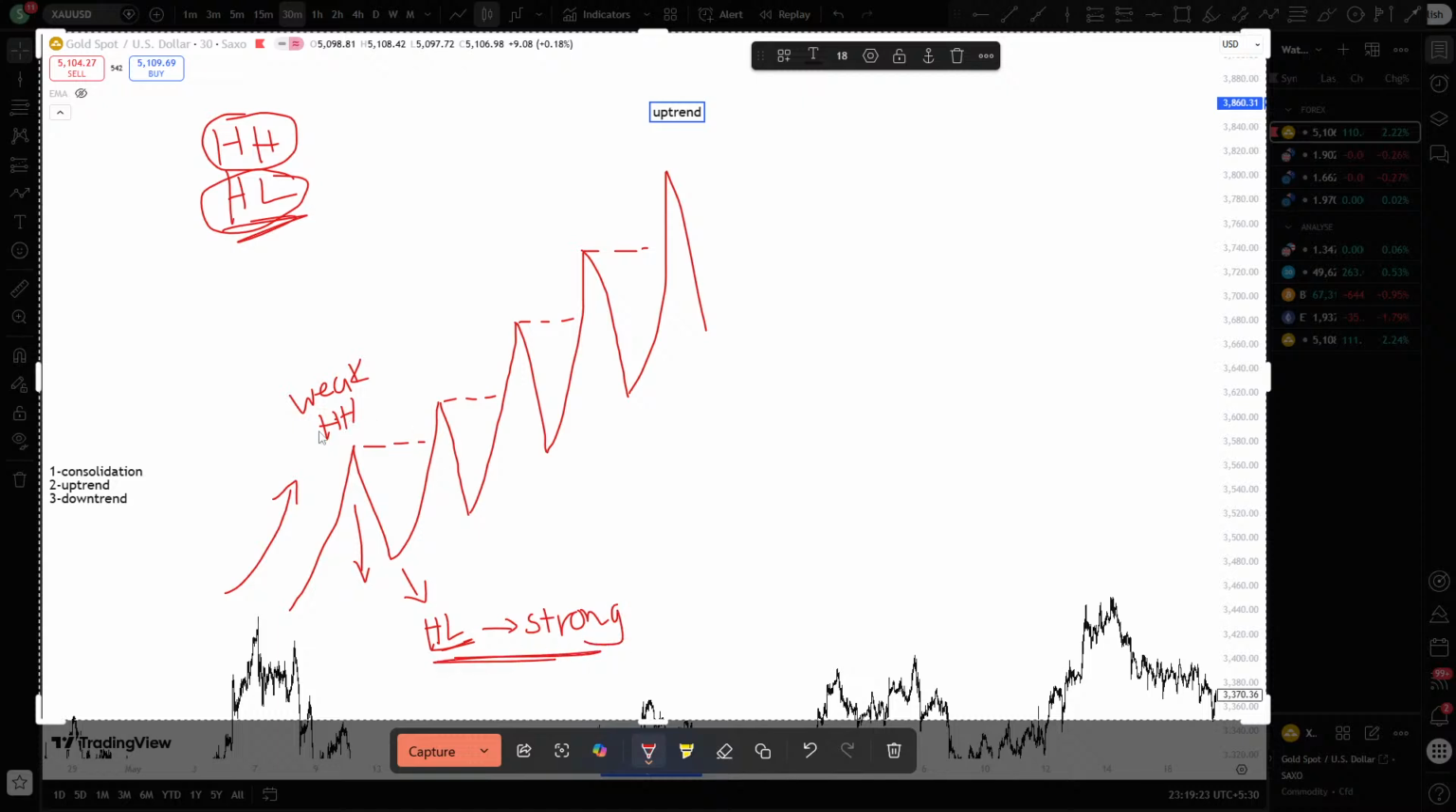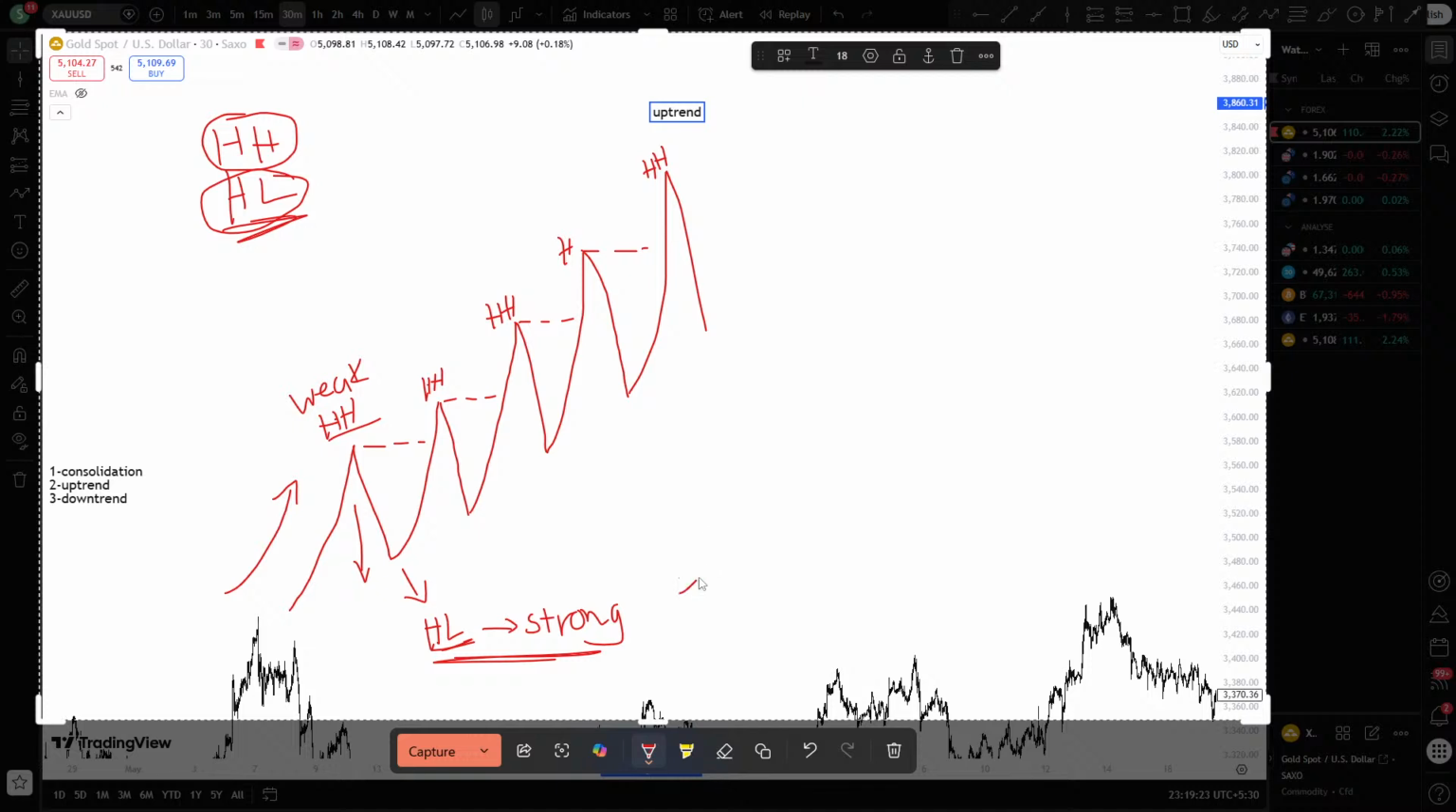For the higher high to be broken, it has to be weak. For a higher low to give us a breakout, it has to be strong. So when the market is in an uptrend, it is going to be breaking the higher high. This is what I want to explain on the same structure which we are drawing.